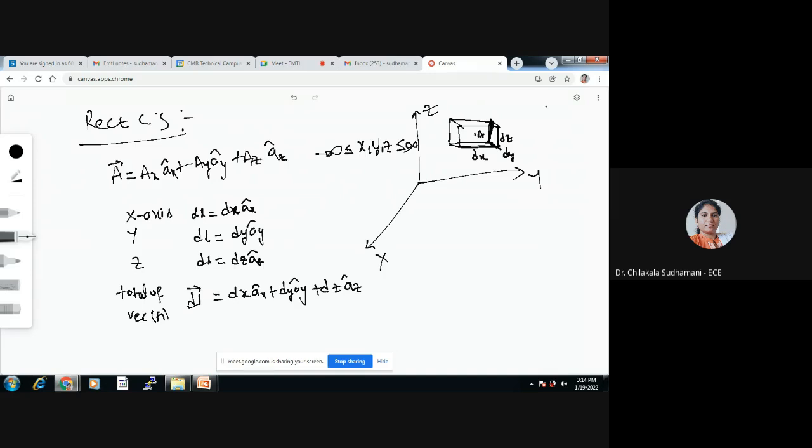Now, here I calculated the length, a differential length. Why am I saying differential? Because we consider a very small particle. Next one is differential surface area. I am considering the next one as differential surface area. Surface area I am going to calculate.